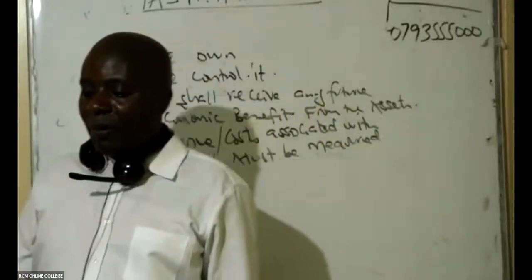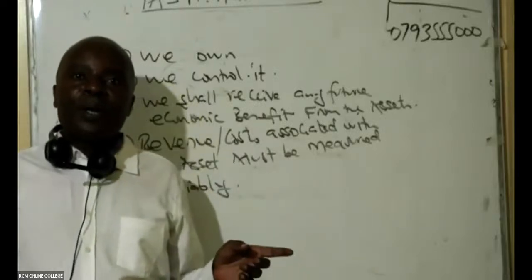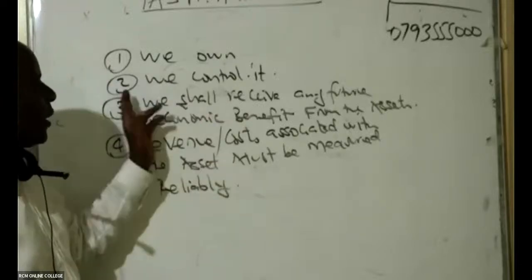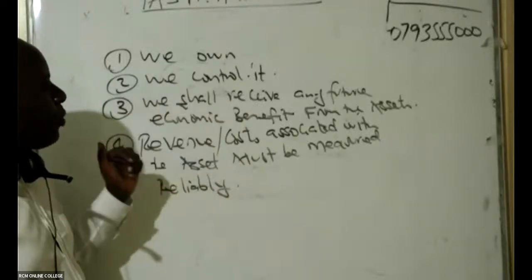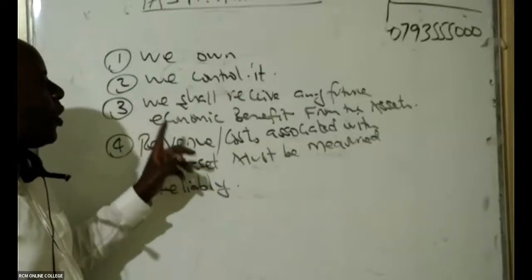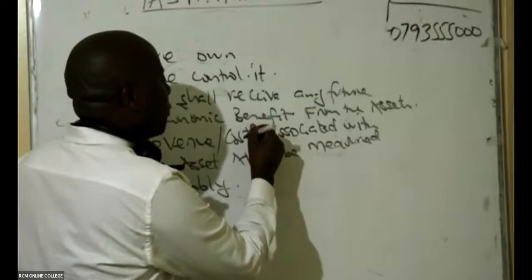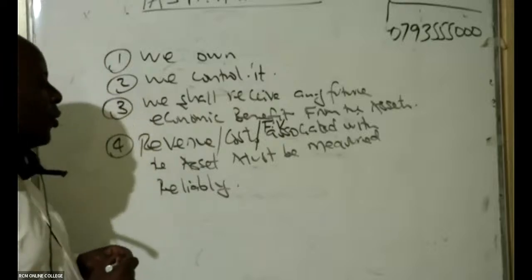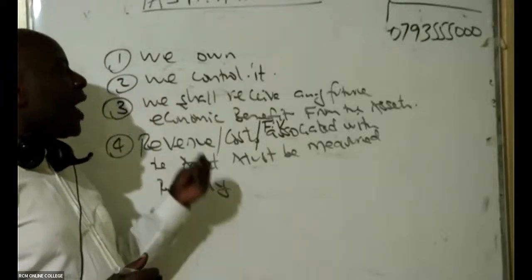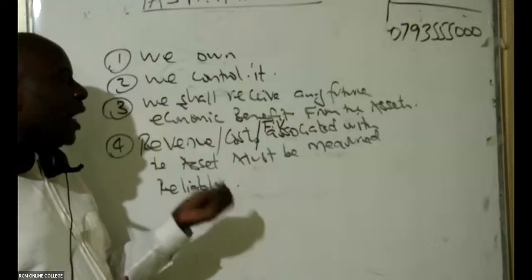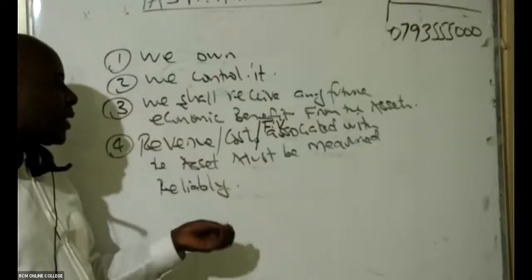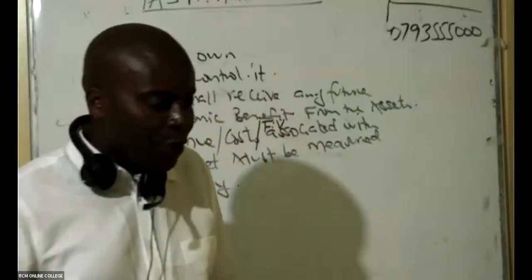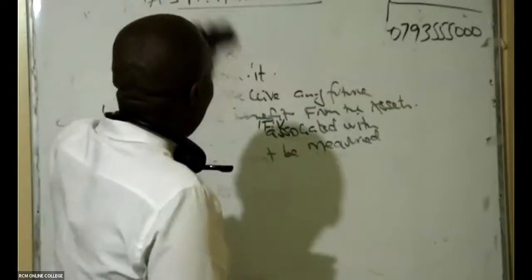And ladies and gentlemen, remember, this is very, very popular. We are owning the asset, we control it, we shall receive any future economic benefits from the asset: any revenue, costs. Please add another one here, fair value. So it is revenue, cost, that's expenses, and any fair value or market values associated with the asset must be measured reliably. For you to be able to recognize an asset, you must always remember those 4 things. Once you remember those 4 things, then you are at home.